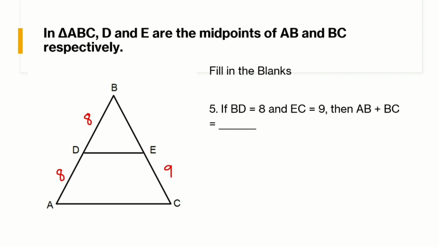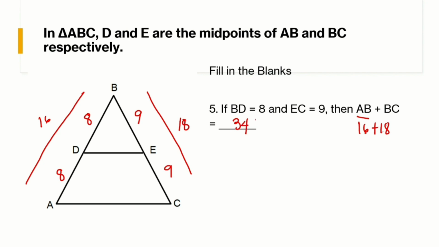For segment BC, segment EC is equal to segment BE. Then we know that BE is 9. So what is now the measure of segment AB? 8 plus 8, this one is equal to 16. And BC, 9 plus 9, the answer is 18. So we have 16 plus 18, then AB plus BC is equal to 34.